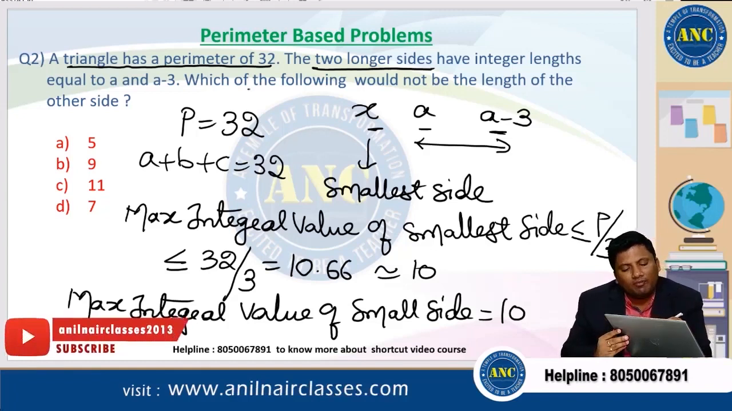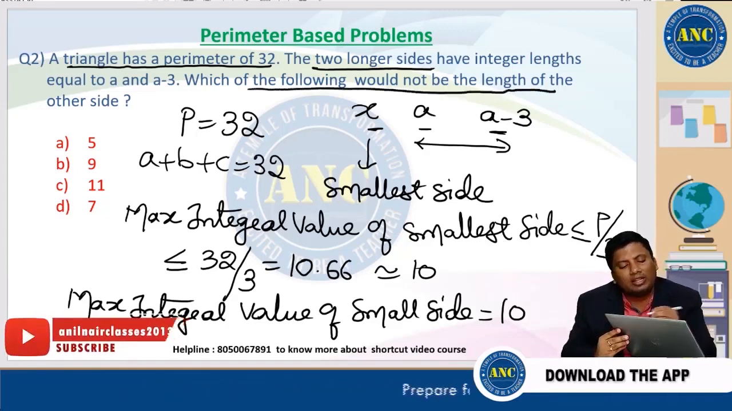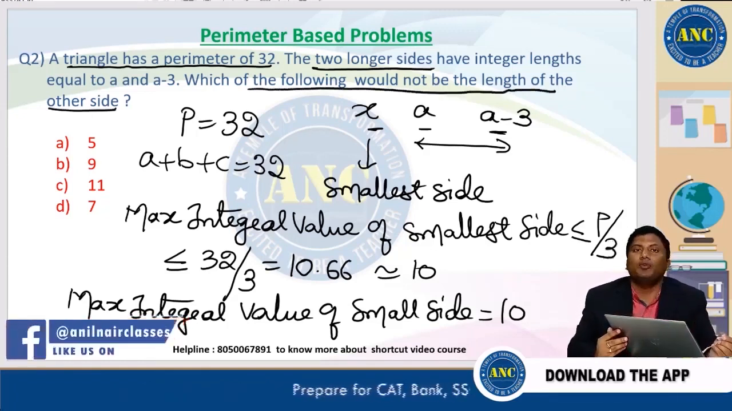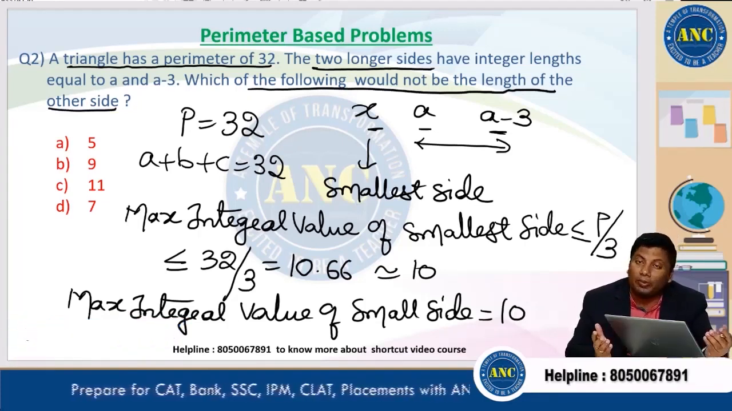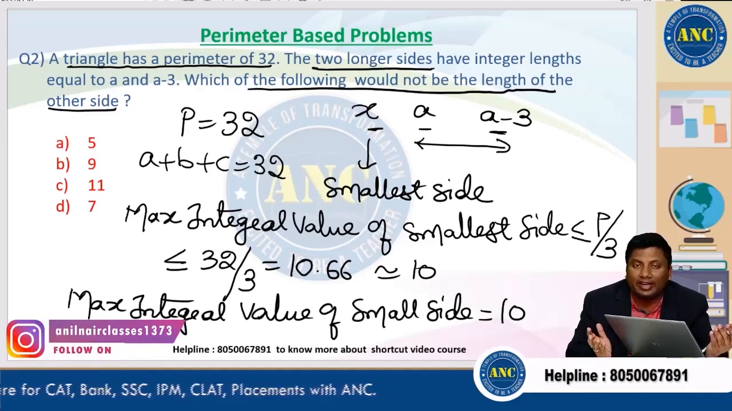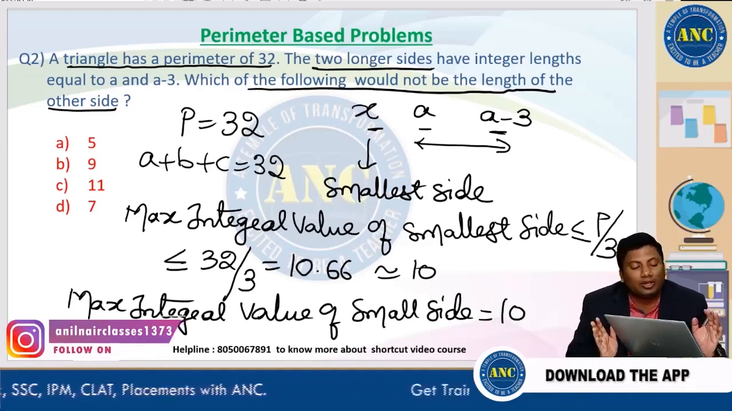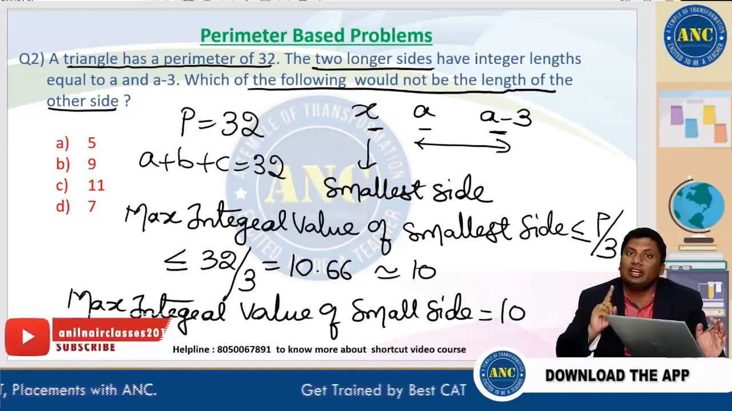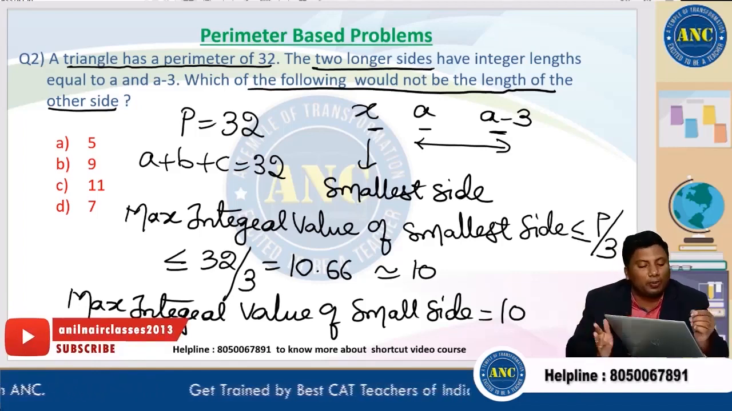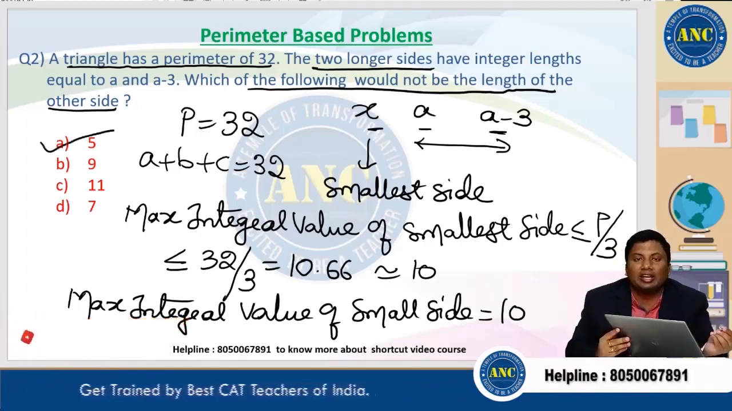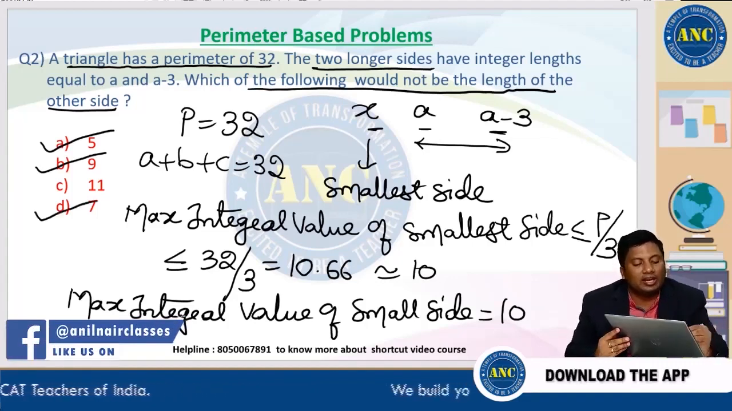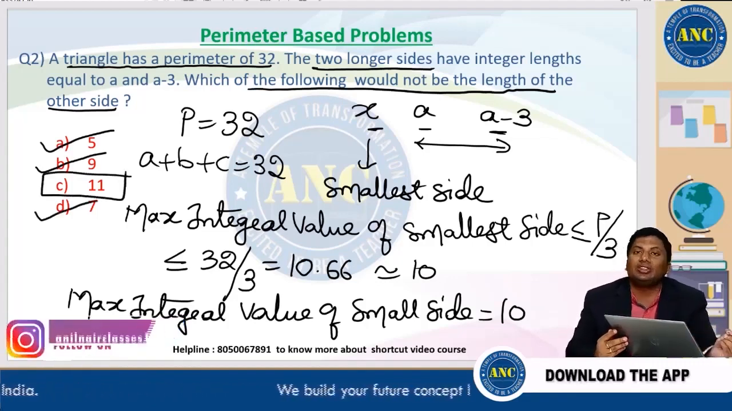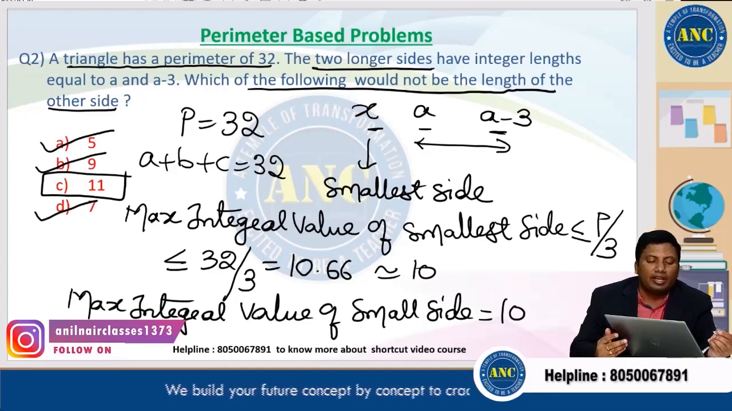According to the question, which of the following would not be the length of the other side? The value will always be less than or equivalent to 10 point something. It could be 10, it could be 9, it could be 8. Anything less than or equivalent to 10 is possible. That means anything greater than 10 is not possible.